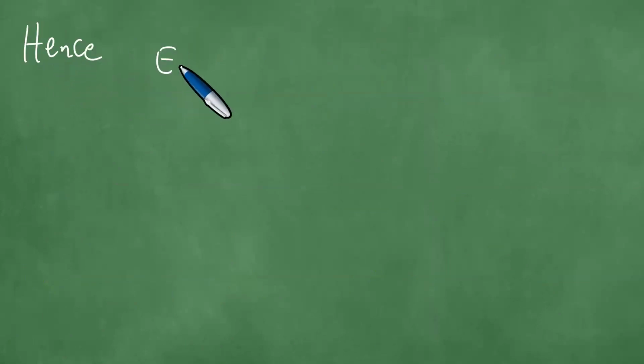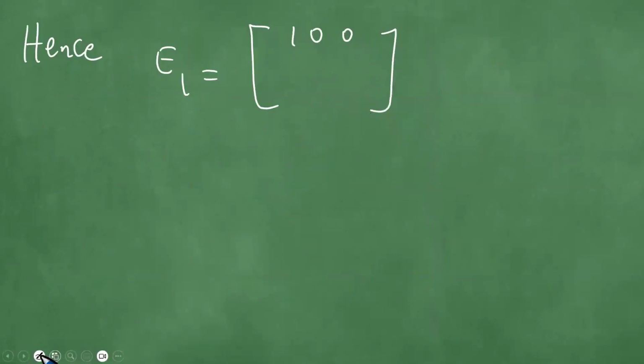Hence we have the elementary matrix E1, which is 1, 0, 0, then minus 3, 1, 0, and then 0, 0, 1. Now, at this point, we have this particular elementary matrix, and this is the elementary matrix that is obviously required. But now, there's more to this. What do we have as a consequence of this?